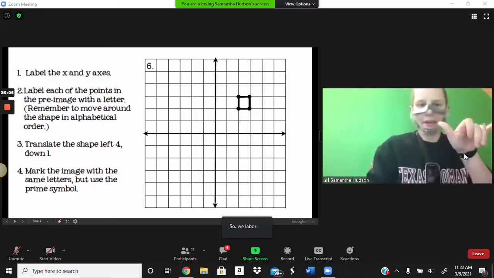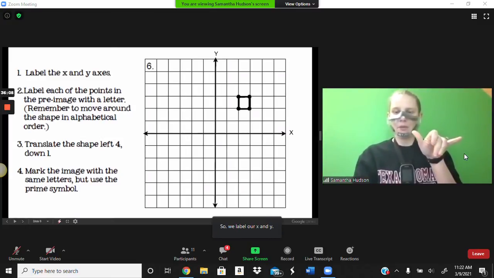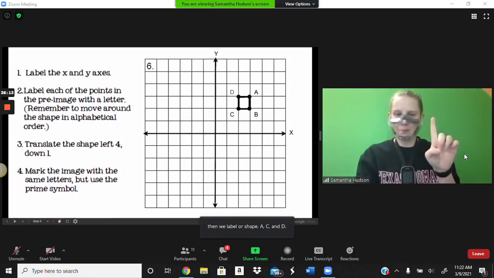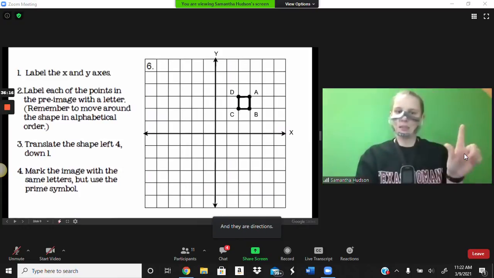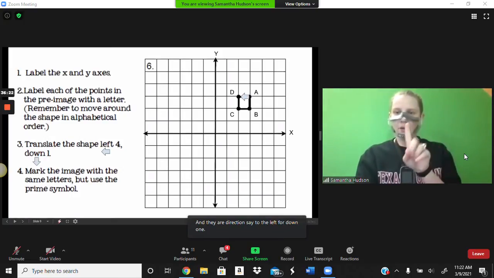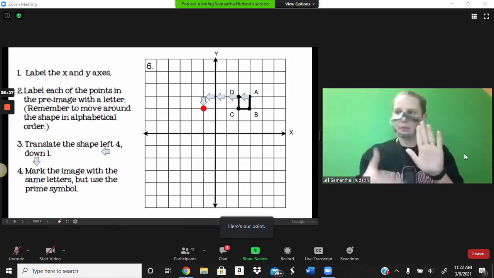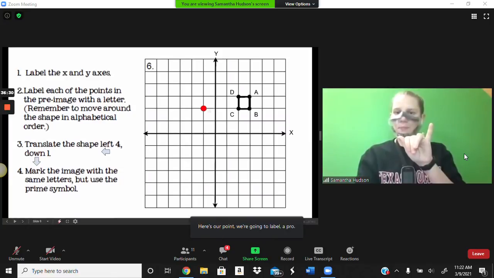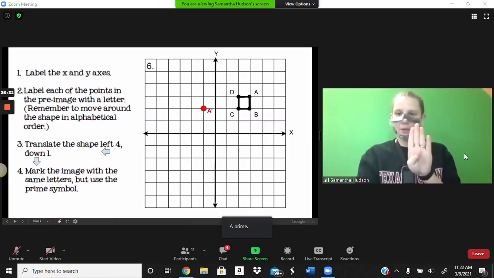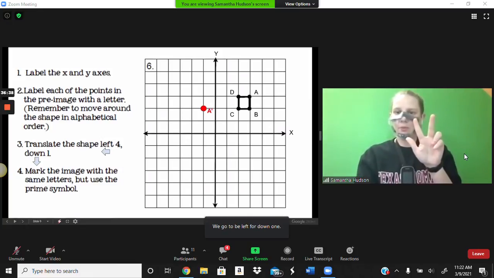So we label our x and y. Then we label our shape A, B, C, and D. Our directions say to the left 4, down 1. So 1, 2, 3, 4, down 1. Here's our point. We're going to label A prime. And we go to B, left 4, down 1. Point, label B prime.